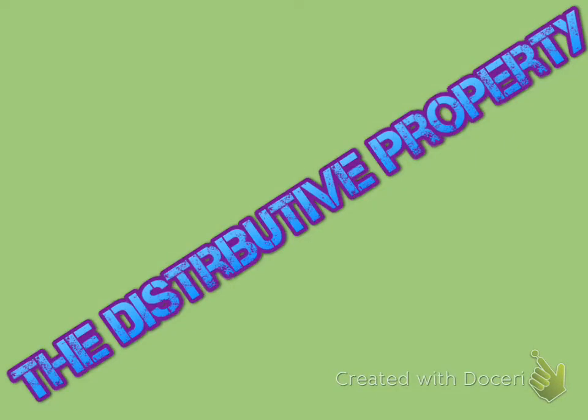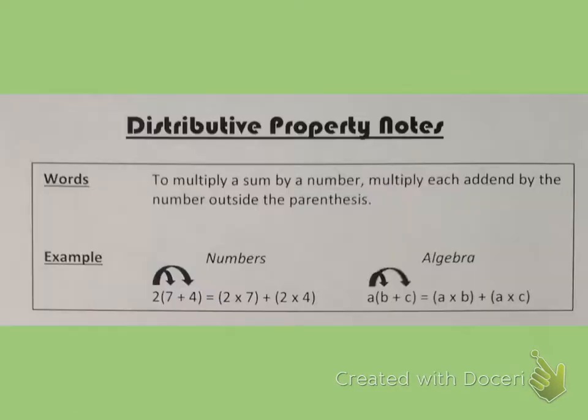The distributive property. So the definition of the distributive property in words is that to multiply a sum by a number, we multiply each addend by the number outside the parentheses. This is a lot easier to understand if you look at it in terms of numbers or variables in algebra.